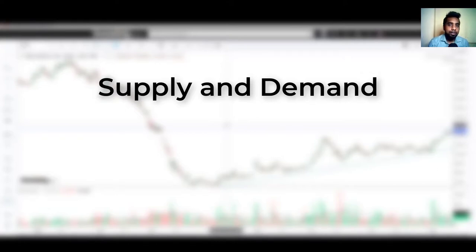So this is the logic behind supply and demand, and the same logic is applicable to trading as well. Trading is a battle between buyers and sellers. One person sells and another person buys.